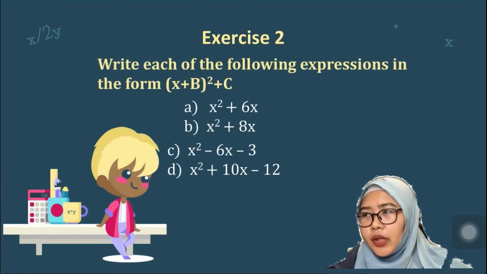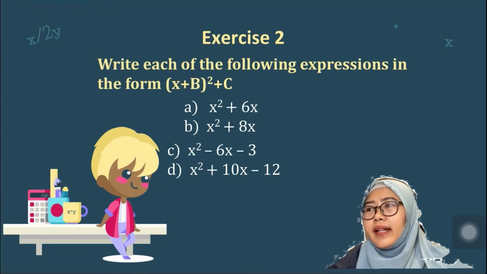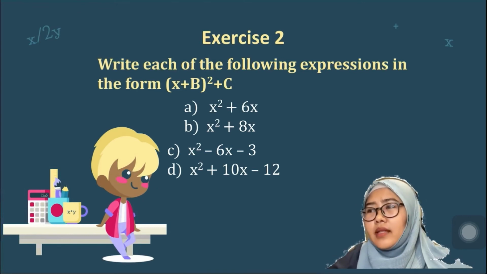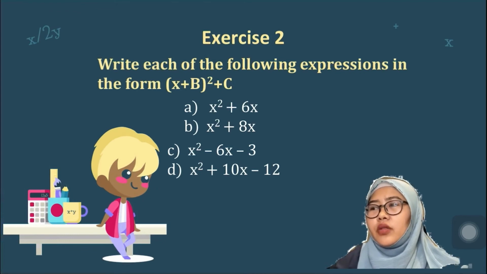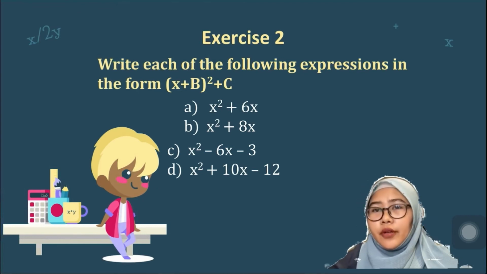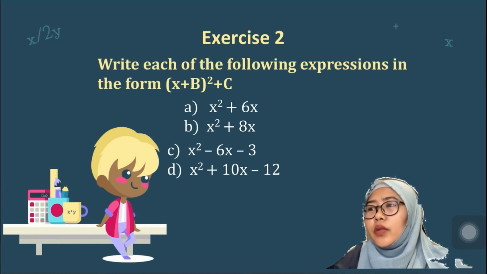Next, we're going to take a look at exercise 2. For exercise 2, it says to write each of the following expressions in the form (x plus b) squared plus c. For question A, x squared plus 6x. For question B, x squared plus 8x. For question C, x squared minus 6x minus 3. And lastly, question D, x squared plus 10x minus 12. For this part, you can use the website that we have suggested in part 3 to find the standard form of each of the equations.